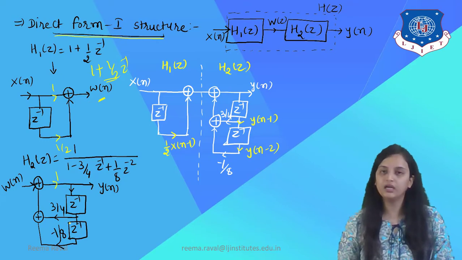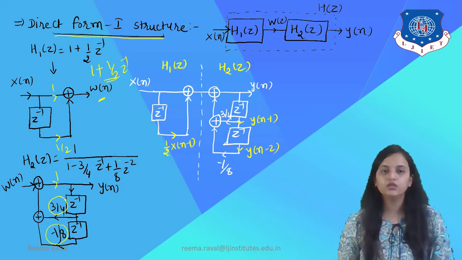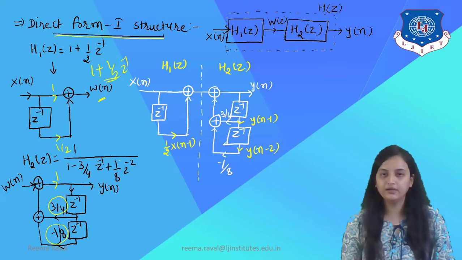Because it is in the denominator part, if we simplify it, it goes on the right hand side, which gives the value like this. Also, when we take the denominator part, we have to change the sign for these values. That means as you can see over here, minus 3 by 4 is there, you have to take here plus 3 by 4. Same way here plus 1 by 8 is there, you have to take minus 1 by 8. Okay, so like this we have obtained the h2 of z.